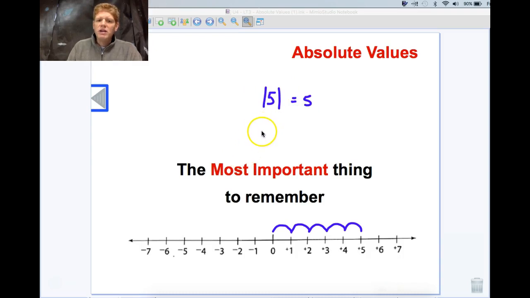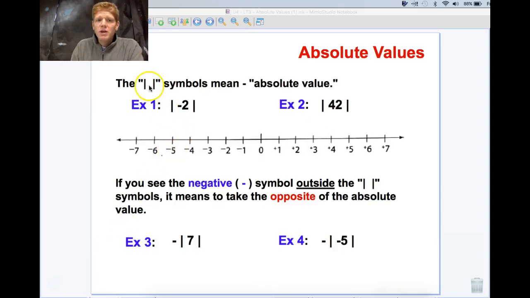What is the absolute value then of, say, for example, a negative number? Say we have negative 3. What is the absolute value of negative 3? Well, if we look here on our number line, 3 is exactly 1, 2, 3 spaces from 0. So the absolute value of negative 3 is 3. So let's take a look at a few problems. Remember that the absolute value symbol is these two little bars right beside each other. They mean absolute value.